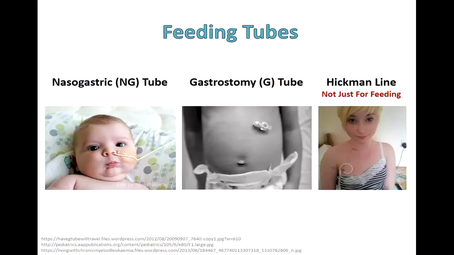The Hickman line, that one is the one that's directly going into the heart. You can still use it for feeds, but a lot of the time, that would be something that you would use for oncology patients.